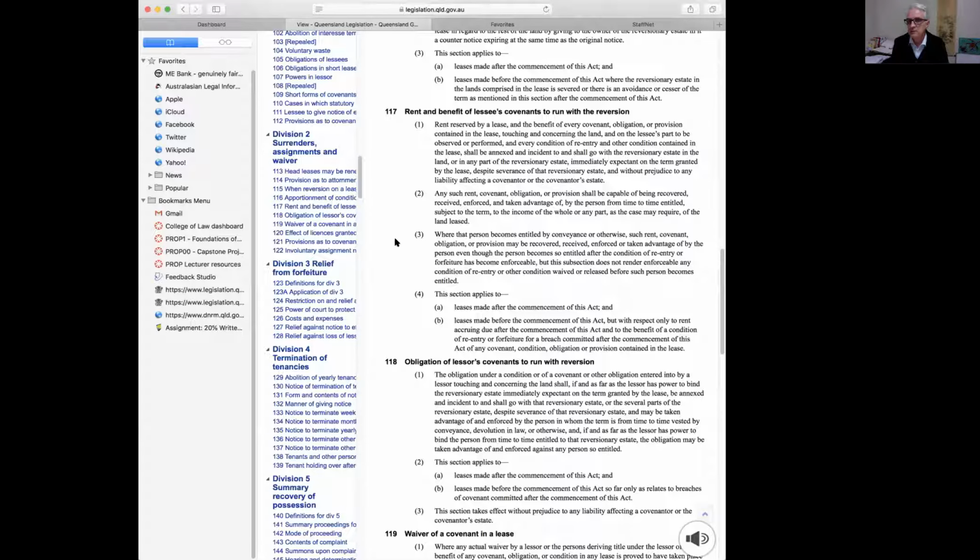Property may be sold. So the entitlements with regard to the rent and the benefit of the lessee's covenants go with the reversion of the interest to the assignee of that reversionary interest, the new owner of the property, and also the obligations of the lessor's covenants run with the reversion.